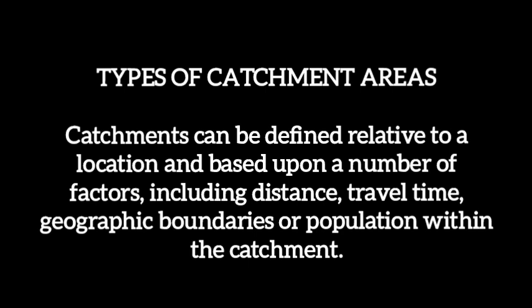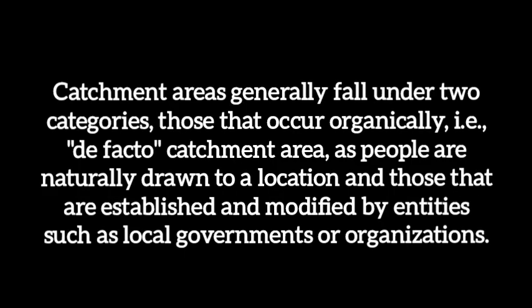Types of catchment areas. Catchments can be defined relative to a location and based upon a number of factors, including distance, travel time, geographic boundaries or population within the catchment. Catchment areas generally fall under two categories: those that occur organically, i.e., de facto catchment areas, as people are naturally drawn to a location, and those that are established and modified by entities such as local governments or organizations.